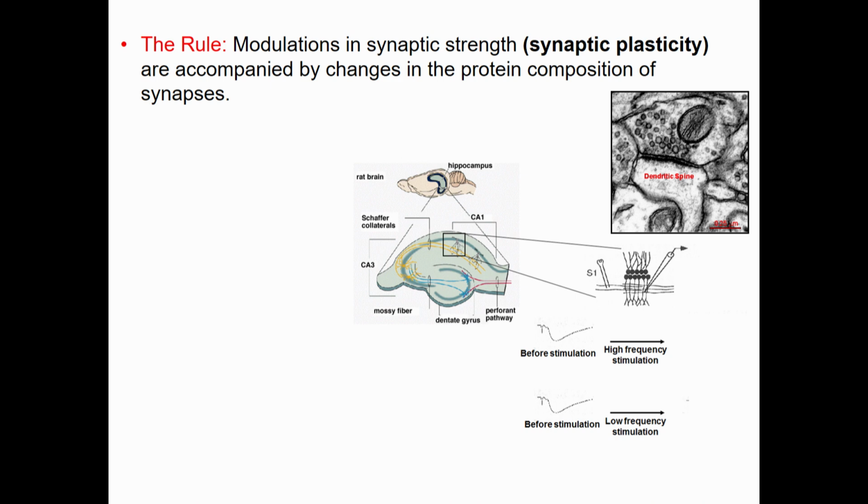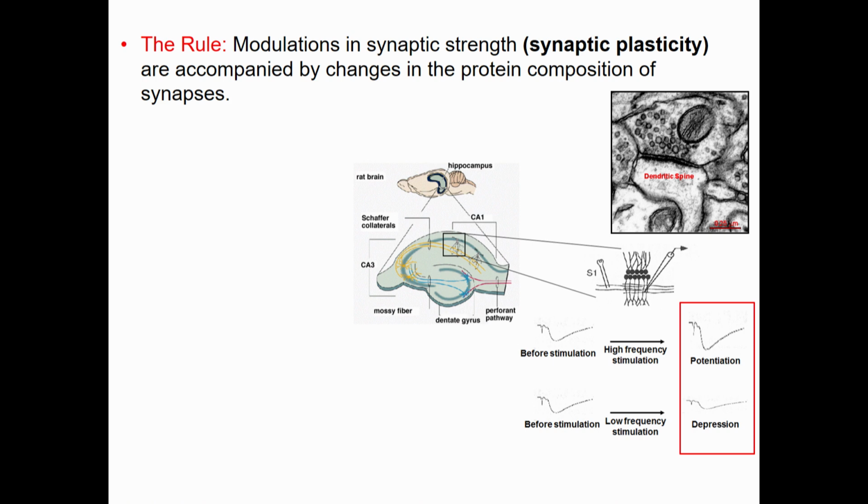A great example of why that's important is, for instance, if you're recording from the CA1 region of the hippocampal acute slice, and you're stimulating the CA3 collaterals and recording here in the CA1 region, this would be your test stimulation before our stimulation, for instance, high-frequency stimulation or low-frequency stimulation.